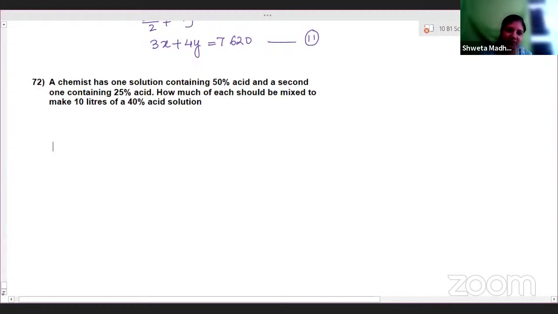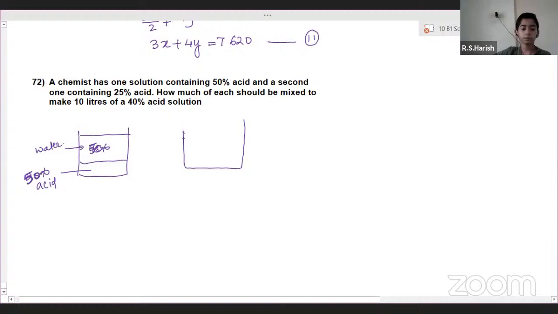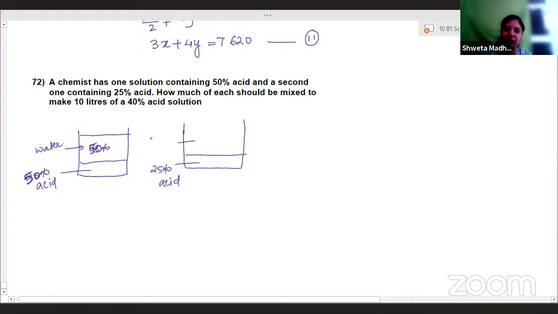Now, what does this mean? This is the first solution. In this, 25% is acid. Acid solution means acid plus water, so the remaining 75% is water. Sorry, the first is 50%. So the first solution is 50% acid and the remaining 50% is water. And the second solution is 25% acid, and the remaining 75% is water.